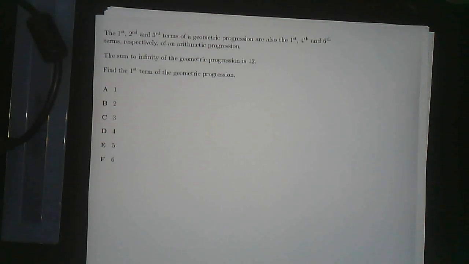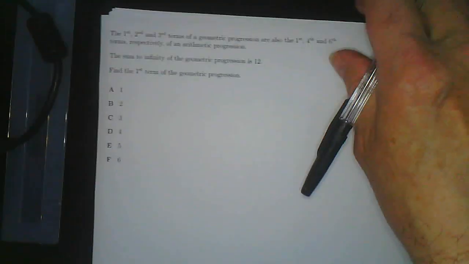Hello, today we're looking at a question from paper 1 in the TMUA in 2020, and this is question 4, so towards the start, so hopefully not too difficult, hopefully approachable. Let's see what it talks about.